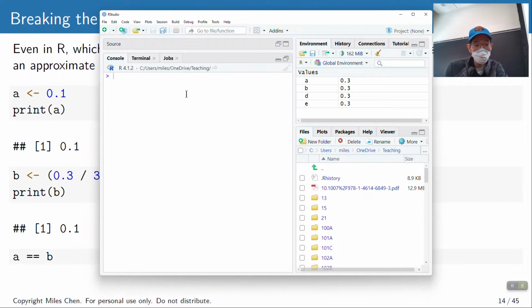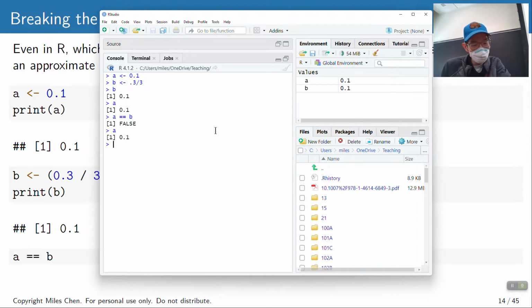So here, I can store 0.1 as A, and I can do B is going to be 0.3 divided by 3, right? So here's B, here's A, and I ask, is A equal to B? We expect it to say yes, but when we ask R, are these two things equal to each other, R comes back and says no, they are not equal. And you go, what?